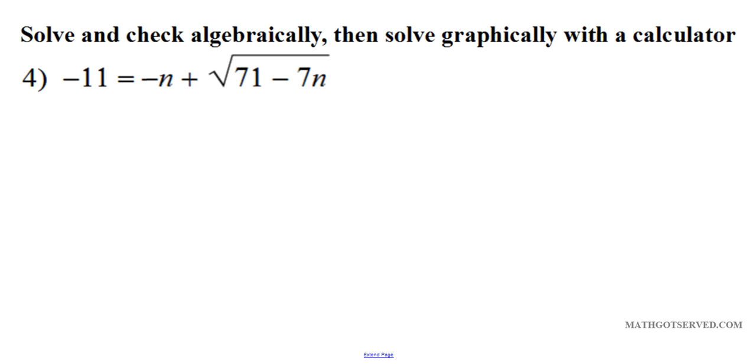All right, let's take a look at the next problem. The same instructions: we were to solve the given radical equation and check it algebraically, then solve the same equation graphically with our graphing calculator. Okay, so method 1 is the algebraic method. So let's do that first, algebraic method.